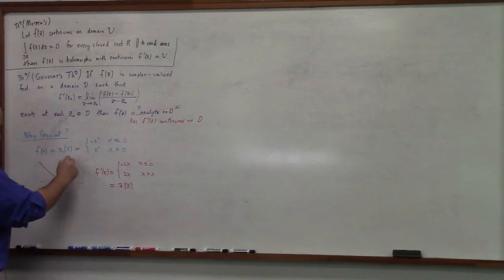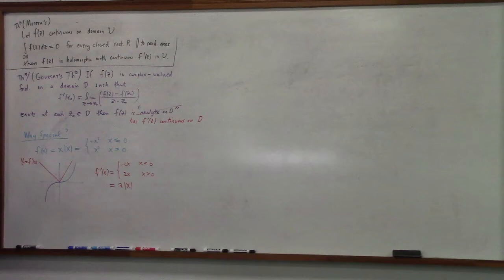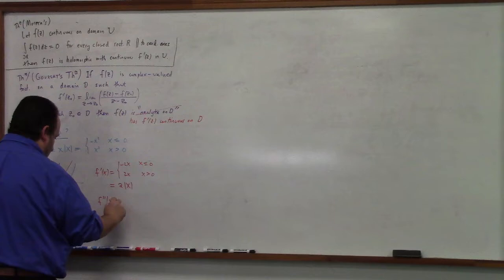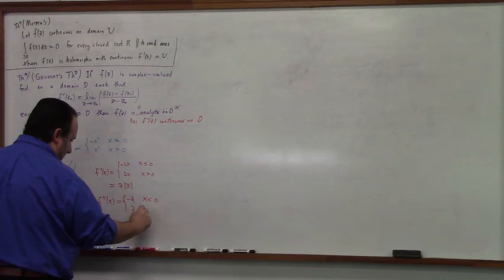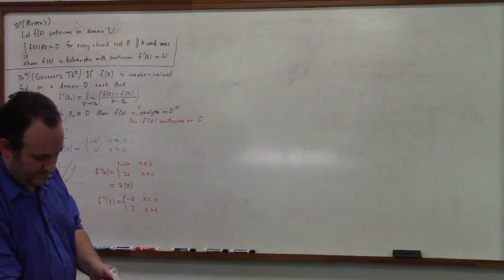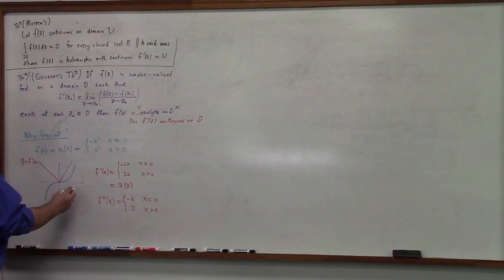So there you go. That's y equals f prime, right? What's f prime prime? Well, for what it's worth, it's minus 2, 2, like that, right? For x less than 0, x greater than 0. The point is the second derivative, it does what? It's down here at minus 2, right? And then it jumps like that, right?